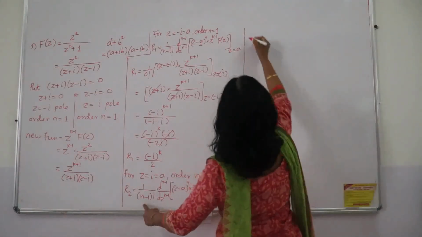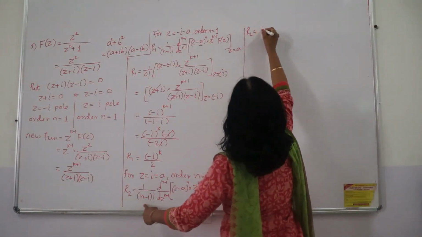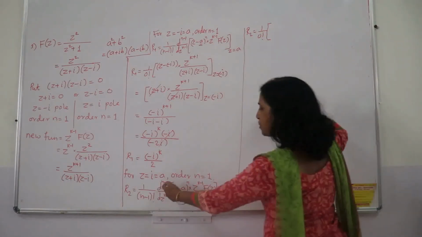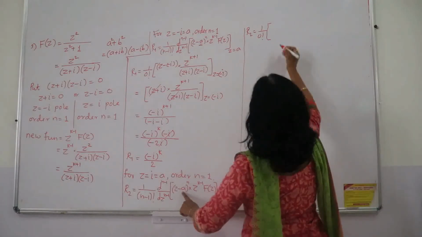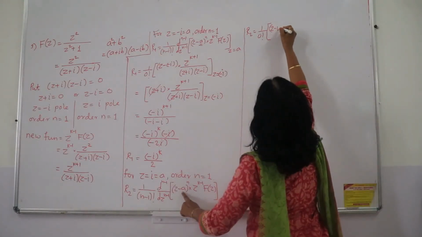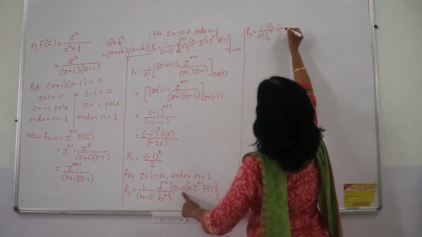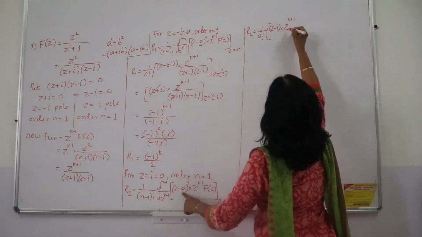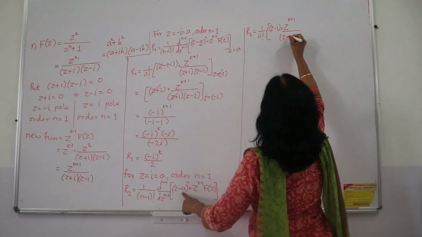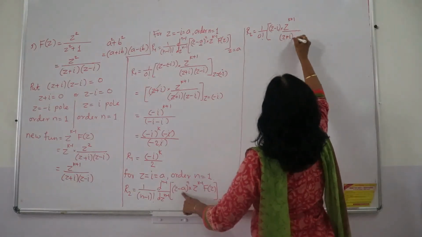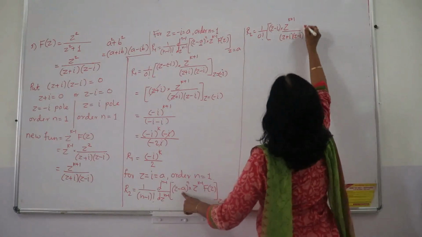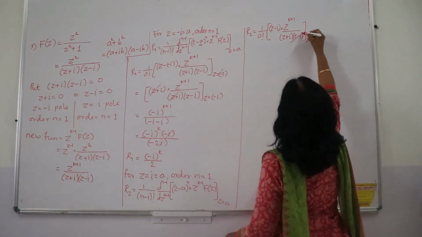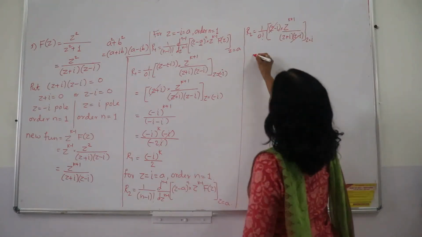So if I place the value, R2 is equal to, now directly let me write this as 1 upon 0 factorial, 1 minus 1. Now 0 derivative is no derivative. When I place the value, see z minus i has power 1, no need to write down. And what is our function? z^(k+1) divided by (z minus i)(z plus i), and I have to place the value z is equal to plus i. Now immediately these two values will get cancelled.